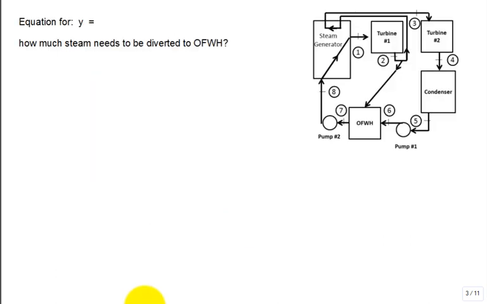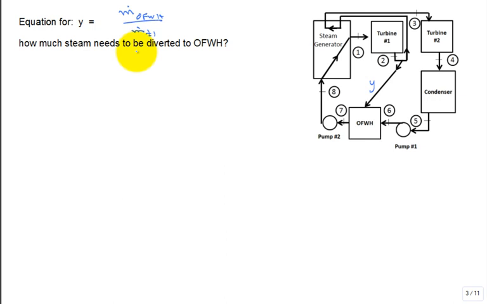We want to talk about getting that equation for Y. Well, what exactly was Y again? Y was that percent of the flow that came out of the first turbine stage that was diverted down to the open feed water heater, something like the mass flow rate down to the open feed water heater divided by the mass flow rate that came through the first turbine stage.